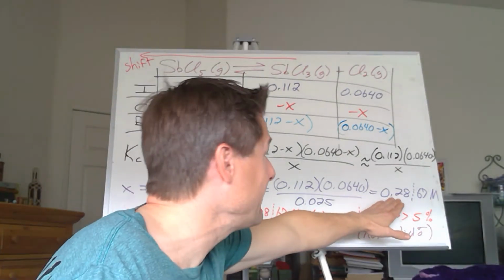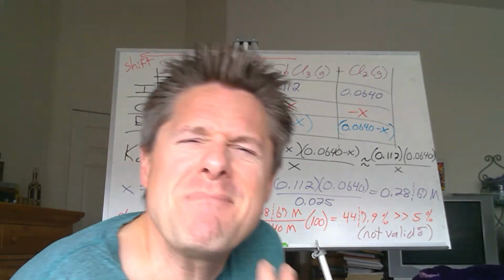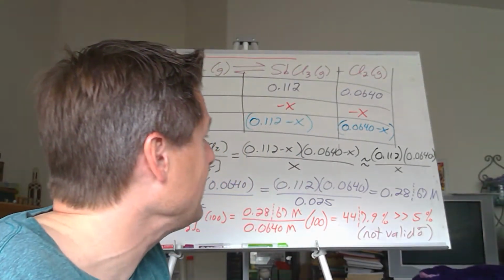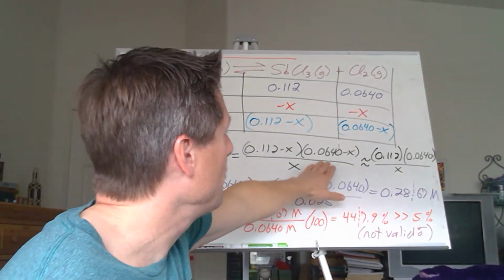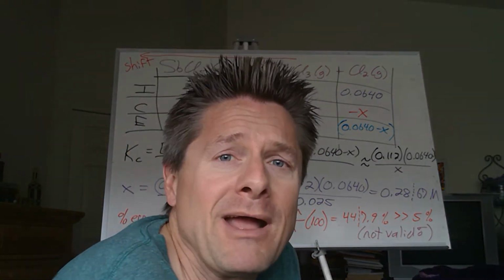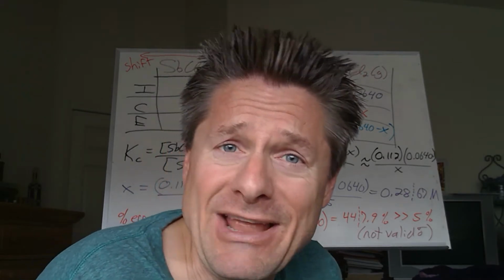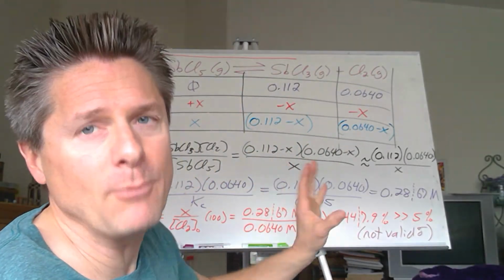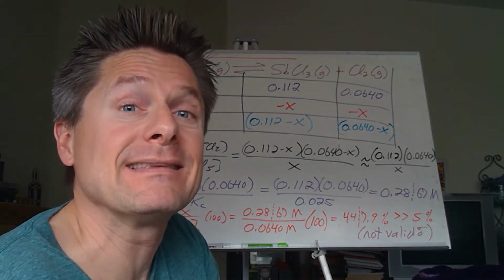If we take that value of x, it's going to create massive, massive error. It doesn't even make any sense. How can I take 0.0640 minus 0.2867? That would give me a negative equilibrium concentration of chlorine. That doesn't make any physical sense. So hopefully it's obvious to you we cannot make this assumption.